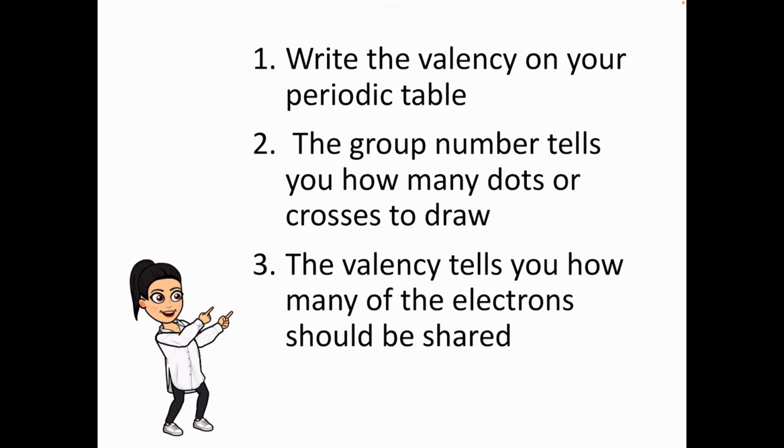So in summary, if you are asked to draw a covalent molecule, follow the 3 simple steps. Step 1, write the valency across the top of your periodic table. Remember 1, 2, 3, 4, 3, 2, 1. Step 2, use the group number to tell you how many dots or crosses you need to draw. And finally, use the valency to tell you how many of the electrons should be shared.